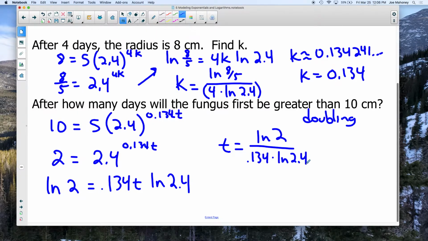And when we do this, I believe we get about 5.908 and a bunch of numbers. So let's say after 6 days is where the first time it would be greater than 10 centimeters. Pretty neat with that doubling there, huh?